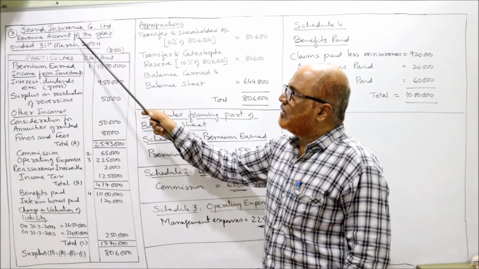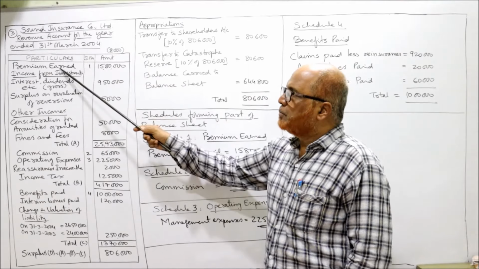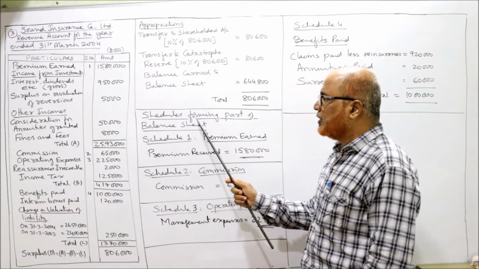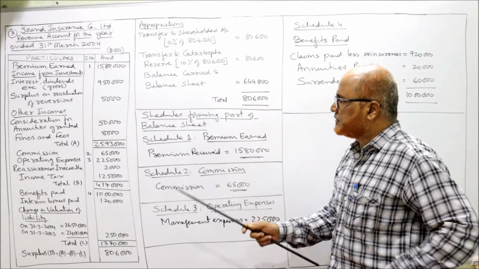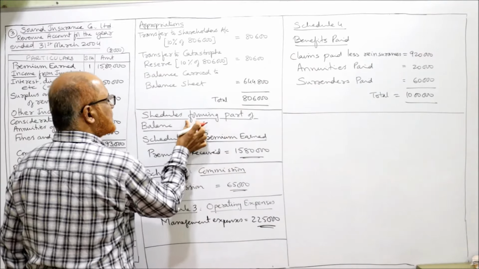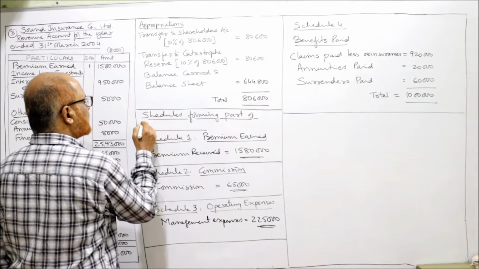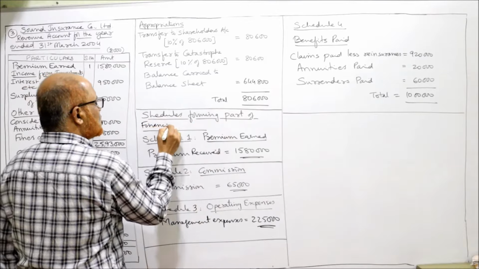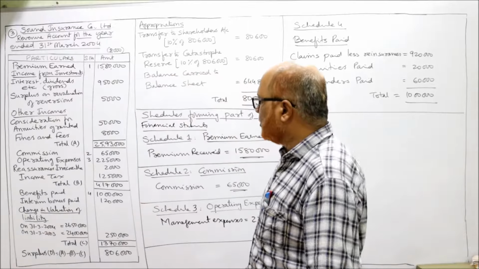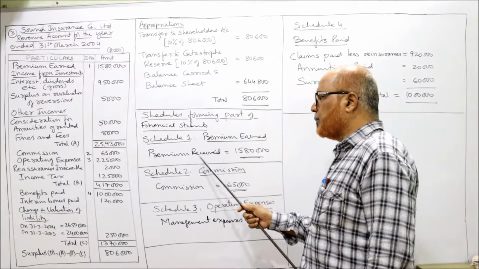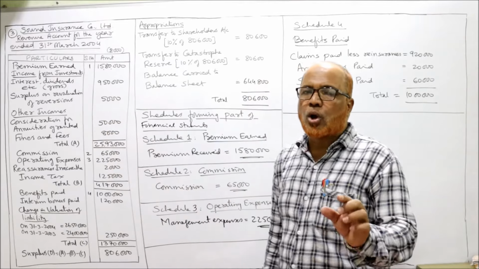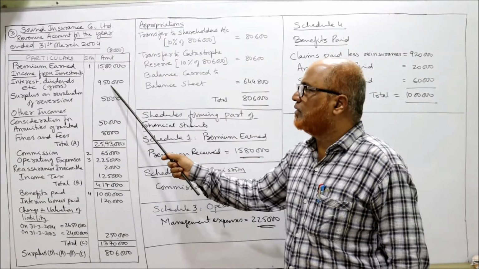Sound Insurance Company Limited revenue account for the year ended 31st March 2004. Premium earned 15 lakh 80,000 given in the problem. So here you can see schedules forming part of financial statements. Now schedule number 1 is premium earned. The premium received 15 lakh 80,000, no adjustment, nothing. Interest, dividend and rent. Gross amount is given in the problem. Same amount we have taken.